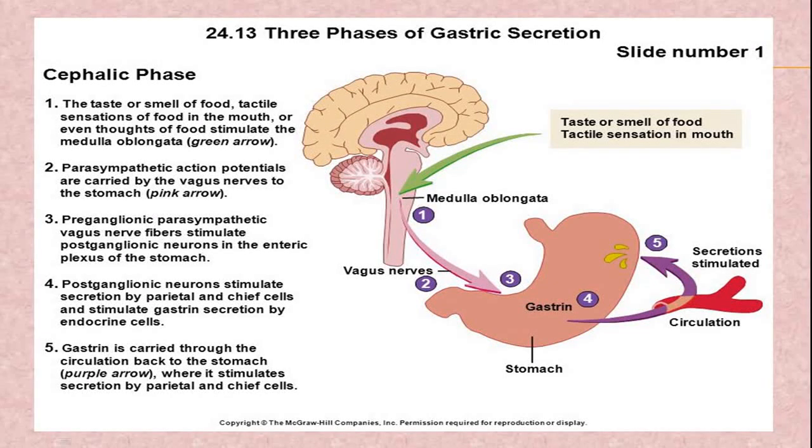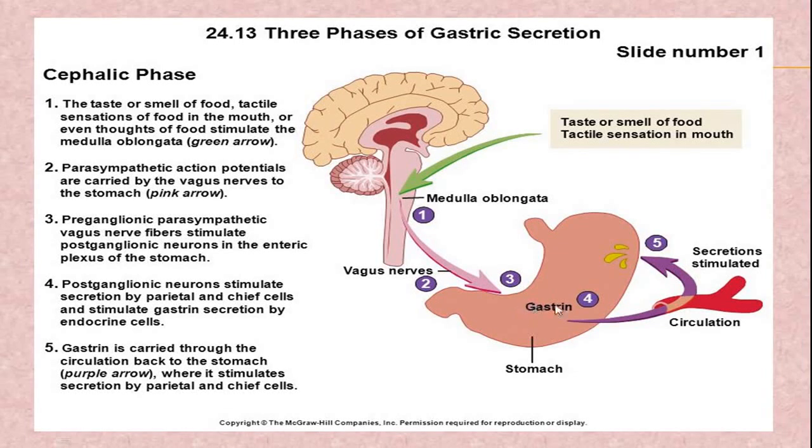The taste or smell of food and tactile sensation, meaning when food touches the taste buds in the mouth, and even the thought of the food, stimulate a part of the brain that is called the medulla oblongata, and a type of peripheral nervous system, that is the parasympathetic nervous system. It activates the nerves that innervate the stomach, and they secrete a neurotransmitter called acetylcholine, which stimulates the gastric glands. Through the secretion of acetylcholine, these nerves stimulate parietal cells and chief cells to produce their secretion, that is HCl, intrinsic factor, and pepsinogen. It also stimulates the endocrine cells of the gastric gland to produce gastrin.